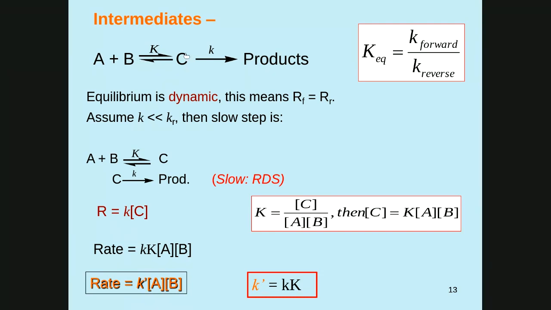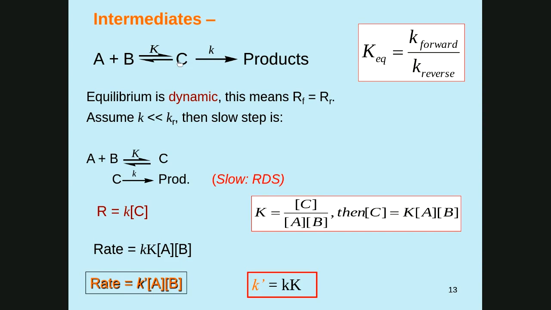Now, if this second process is very slow, then there is enough time for C to react back into A and B, because the conversion of C is being held up here. So there is an accumulation of C taking place due to the reaction of A and B. And as the concentration of C increases, the back reaction will go faster as well.